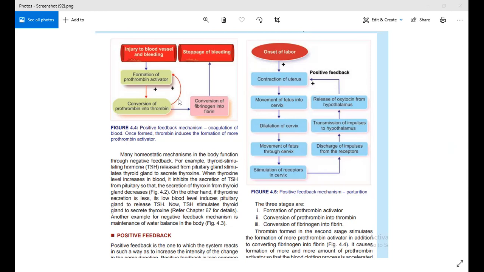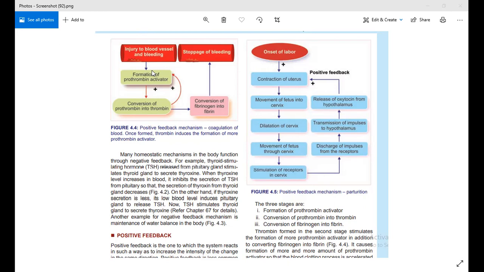Now, for positive feedback, what happens is that the initial input leads to a process, and that process leads to the production of an output. But that output stimulates the original input to continue the process, not to stop it, but to continue it. So that is the positive feedback. Positive feedback is the one to which the system reacts in such a way as to increase the intensity of the change. So that initial change that happens is increased the more. I'm going to explain that to you.